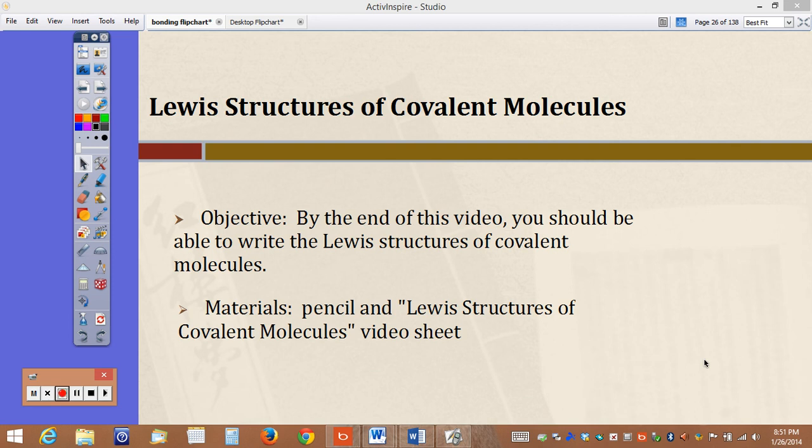This is the video, Lewis structures of covalent molecules. By the end of the video, you should be able to write the Lewis structures of covalent molecules. When viewing this video, you should have your pencil and the Lewis structure of covalent molecules video sheet.